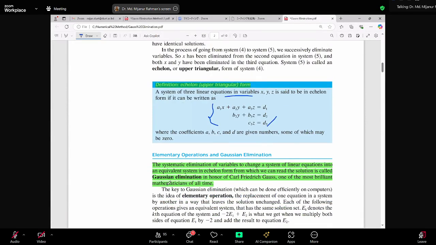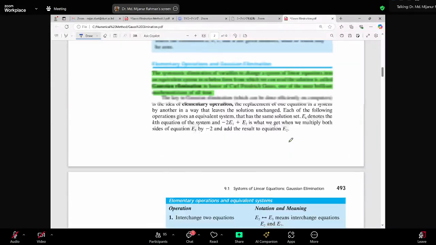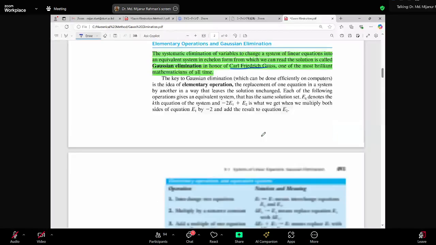So, elementary operations and Gaussian elimination: the systematic elimination of variables to change a system of linear equations into an equivalent system in echelon form, from which we can read the solution, is called Gaussian elimination, in honor of the name of the scientist, one of the most brilliant mathematicians. So how can we make our system an echelon system? We can convert our equations to echelon form.